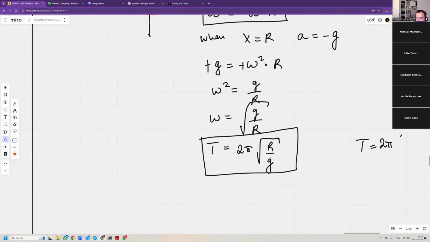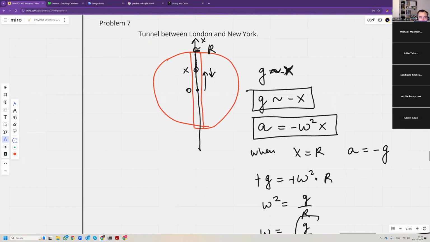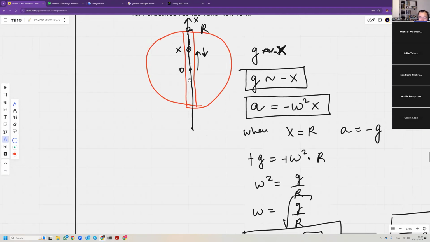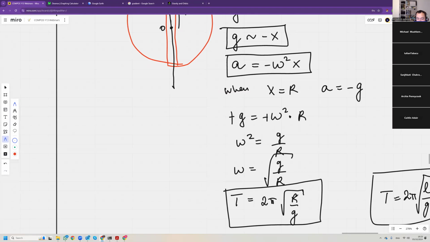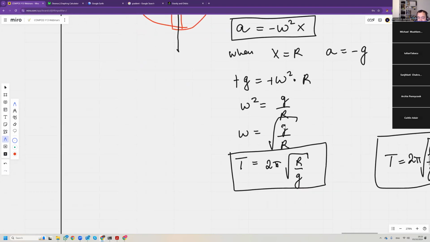Two pi of, yes, L over G. Exactly. It looks like the equation of a pendulum. So the time period of oscillation, so the time to go to Sydney and back, is going to be 2 pi r over G, where G is the gravitational field of the Earth on the surface, of course.